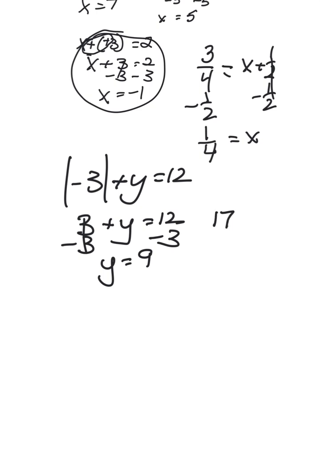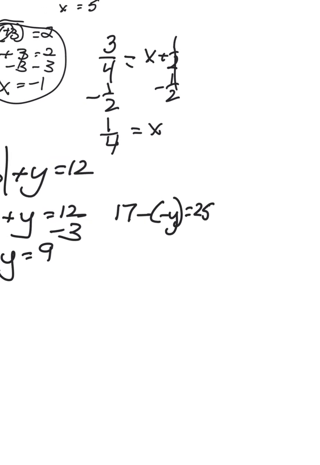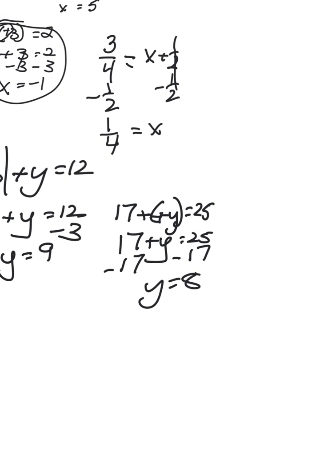Another would be 17 minus negative y equals 25. Again, there's a minus a negative, that becomes positive. Adding positive, I'll rewrite 17 plus y equals 25. I need to get rid of this 17. To isolate the variable, subtract 17, I get y equals 8.